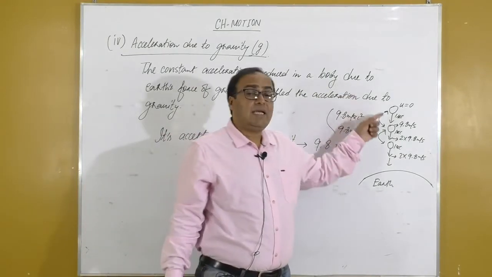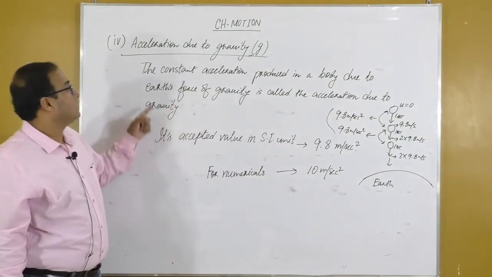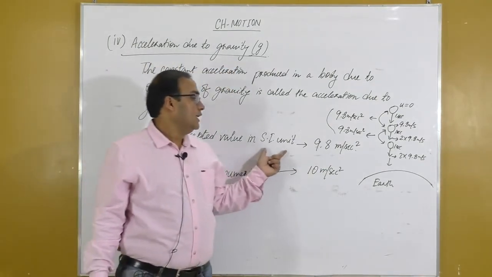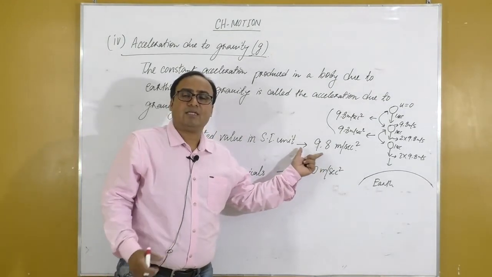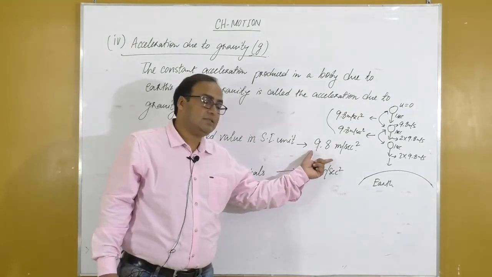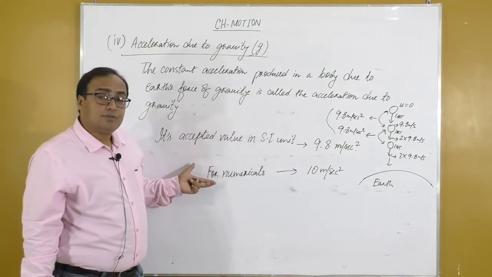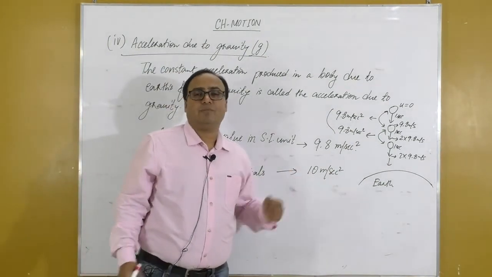And the constant acceleration produced here is called acceleration due to gravity, denoted by symbol g. और इसका accepted value SI यूनिट में है 9.81 मीटर पर सेकेंड स्क्वायर, लेकिन कन्वीनियंस के लिए न्यूमेरिकल्स में 9.8 मीटर पर सेकेंड स्क्वायर लिया जाता है, और कुछ स्पेशल केस में न्यूमेरिकल्स में इसका वैल्यू 10 मीटर पर सेकेंड स्क्वायर भी लिया जाता है.